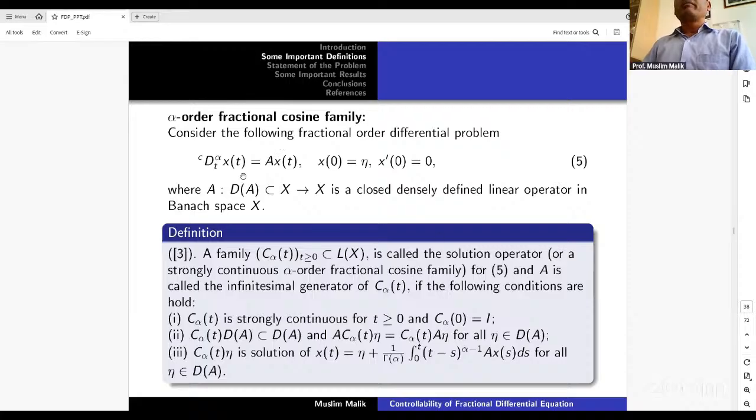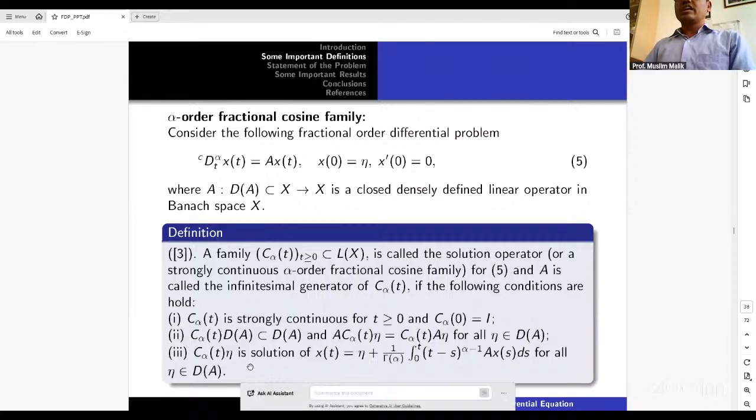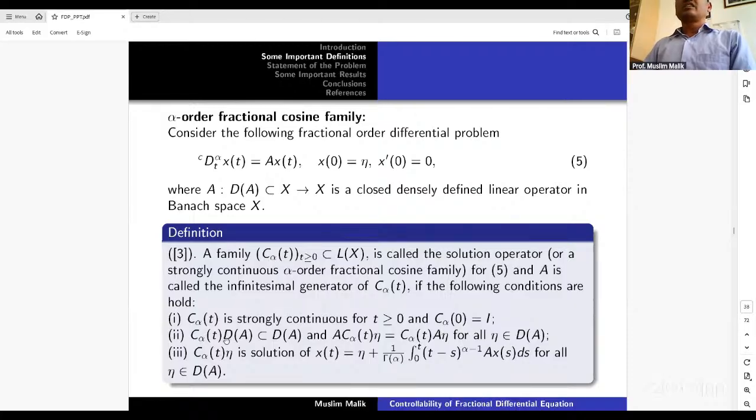So for finding the solution of equation number 5, where alpha is between 1 and 2, we have this definition of the alpha order cosine family, which satisfies these three conditions. If C alpha t satisfies these three conditions, then we say that C alpha t is a strongly continuous alpha order fractional cosine family. This is the solution operator.